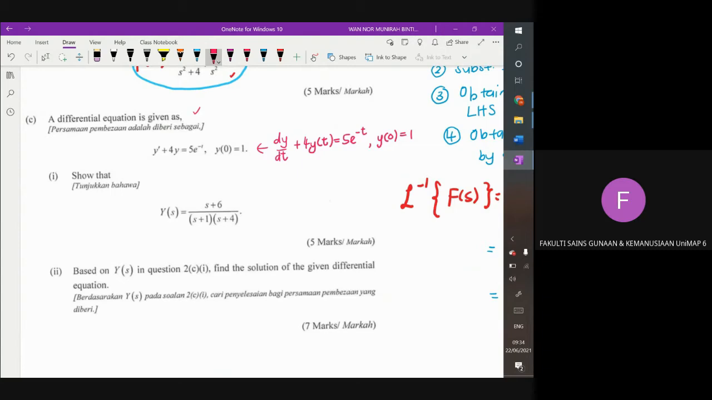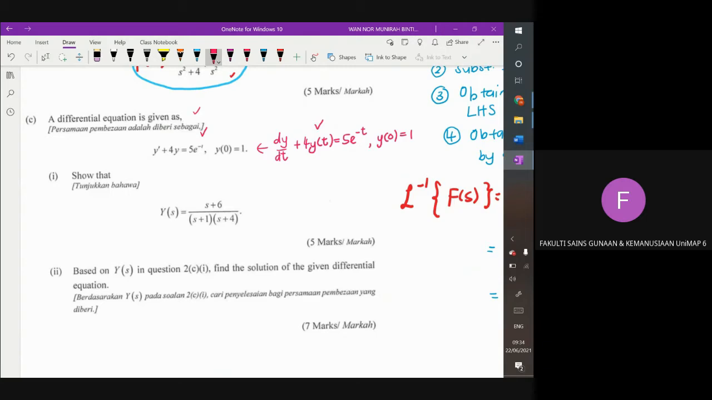Whether you write this one like this or like this, the most important thing is you must understand that in the Laplace transform, the initial differential equation must be given in the form of t, because we want to transform the time domain to the complex frequency domain. So that is the idea.